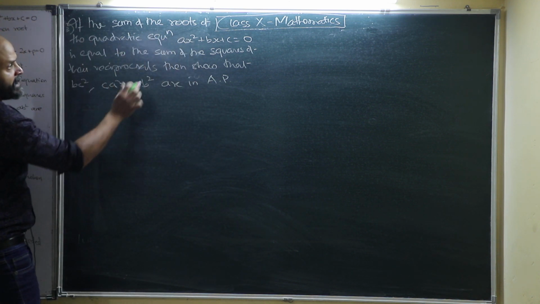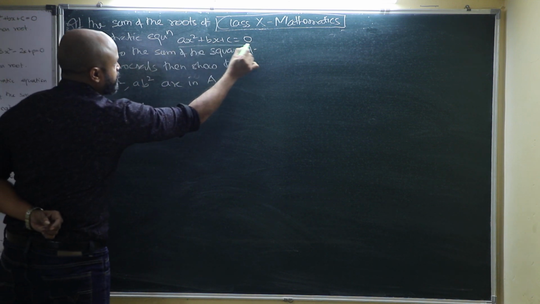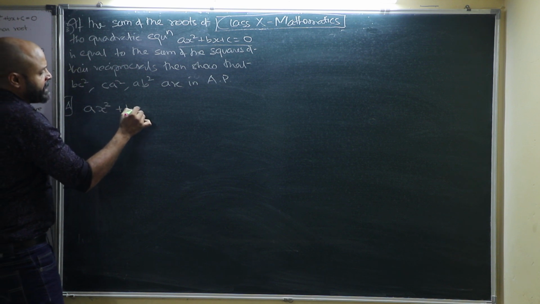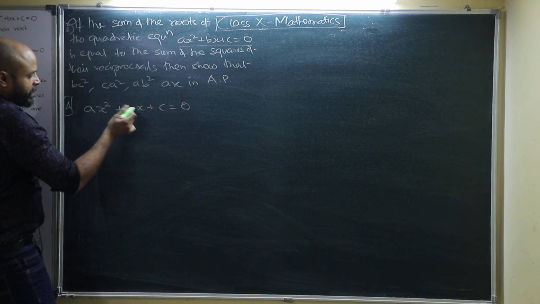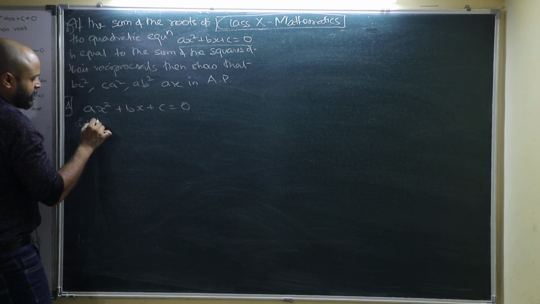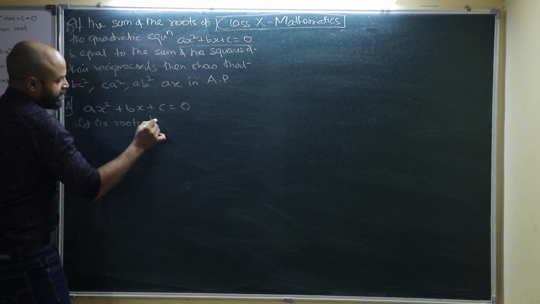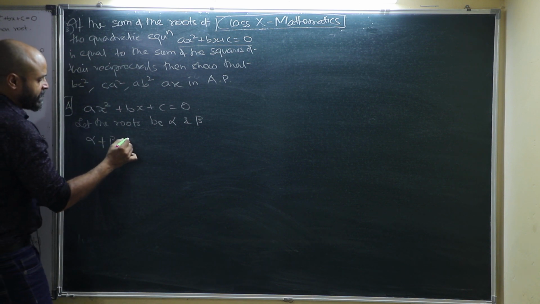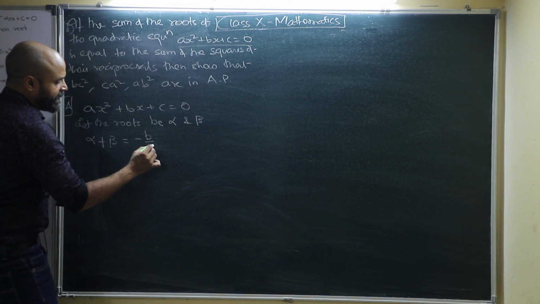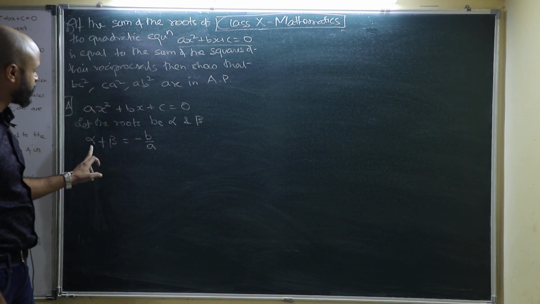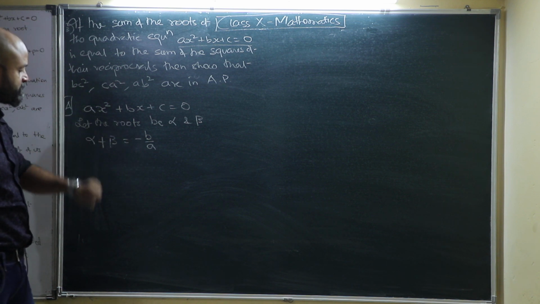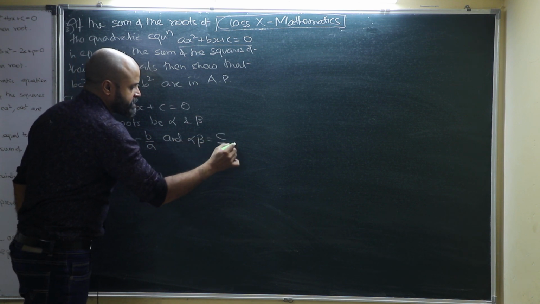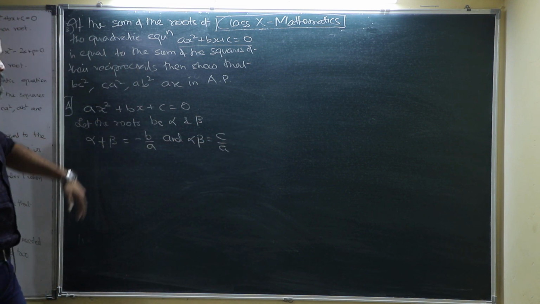Ax square plus bx plus c. So obviously if I consider this equation, ax square plus bx plus c is equal to 0, let's say let the roots be alpha and beta. So what do we have here? Alpha plus beta is going to give you minus b by a. This is the concept of quadratic equation. When we sum up the roots, we get minus b by a, and alpha into beta is going to give you c by a. Okay, so how do we solve this now?